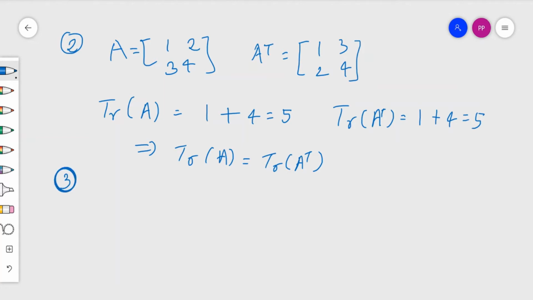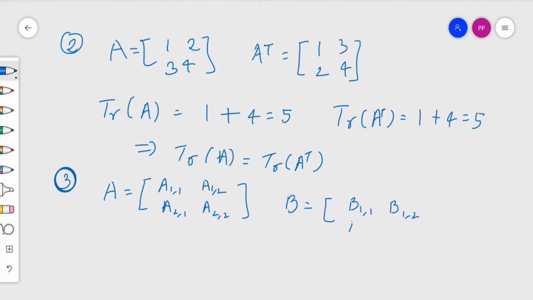For the third property, let us say I keep symbolic values for the elements of the two matrices A, A1,1, A1,2, A2,1, A2,2, and B equals B1,1, B1,2, then B2,1 and B2,2.